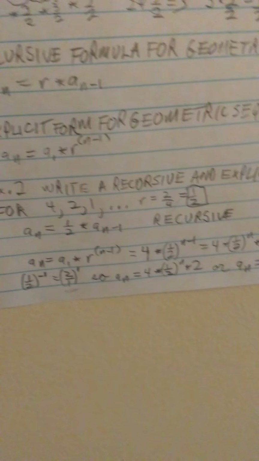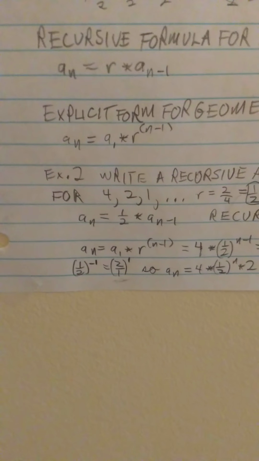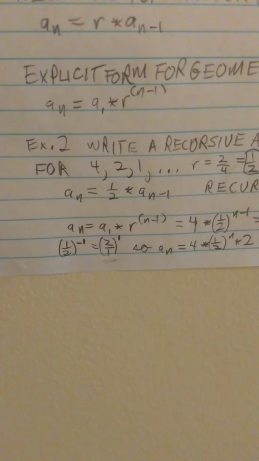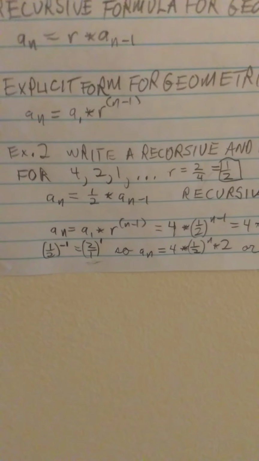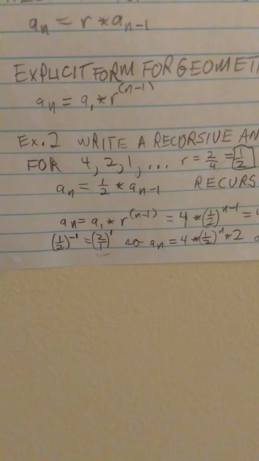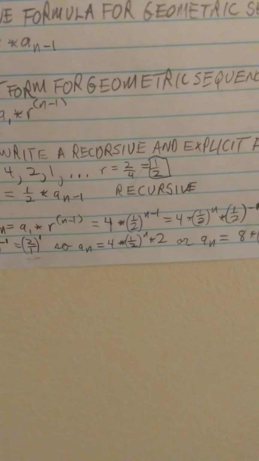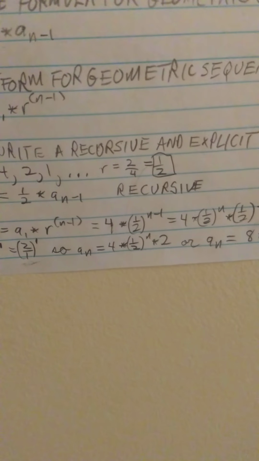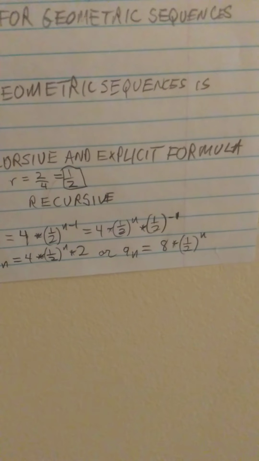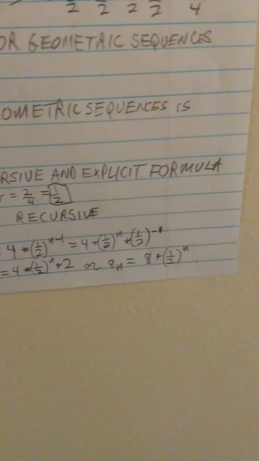Now let's look more closely at 1 half to the minus 1. Minus 1 is just saying take the reciprocal, is all it's saying. So 1 half to the minus 1 is 2 over 1 to the 1 power, or just 2. So now, a sub n is 4 times 1 half to the n times 2, or a sub n is equal to 8 times 1 half to the n.